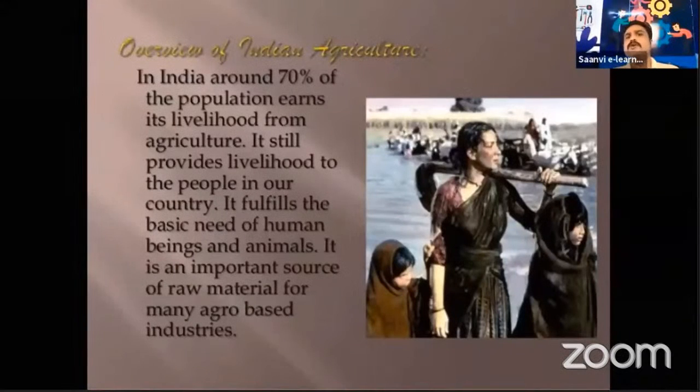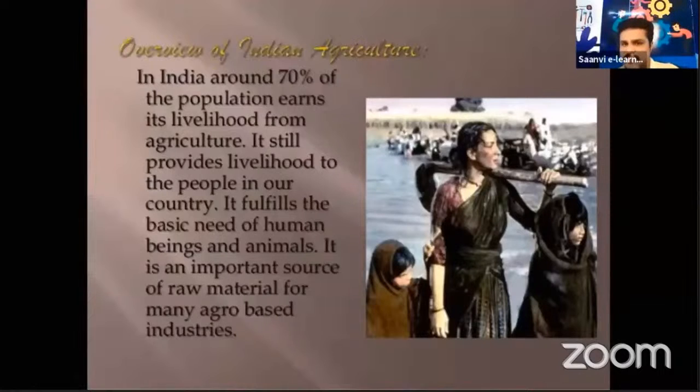First, the overview of Indian agriculture. This is the introduction part of the chapter. In India, around 70% of the population earns its livelihood from agriculture. What do you mean by livelihood? Their income to survive. They may get a good yield, sell it in the market, get money and lead a happy life. So 70% earn their livelihood from agriculture. It means less than 30% work in the industrial sector and service sector.